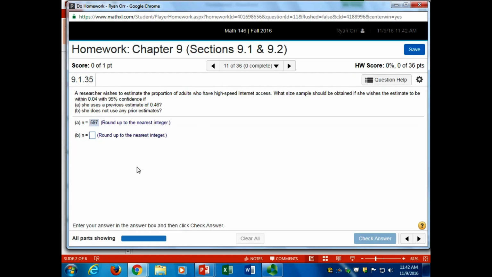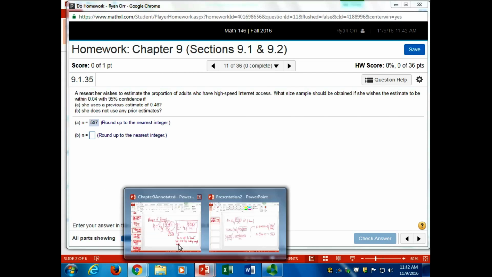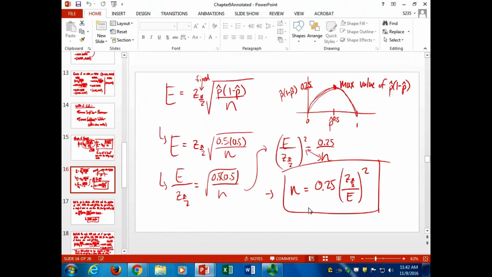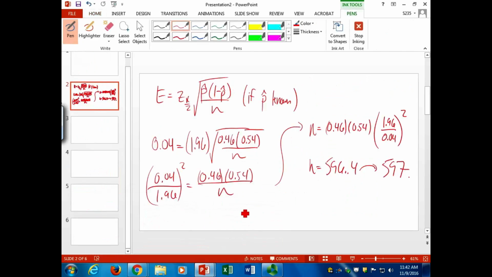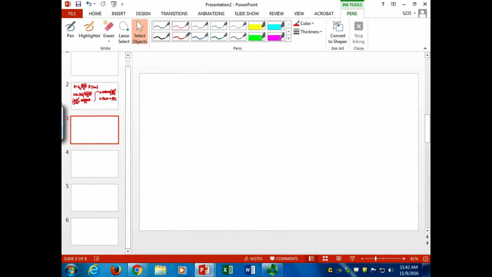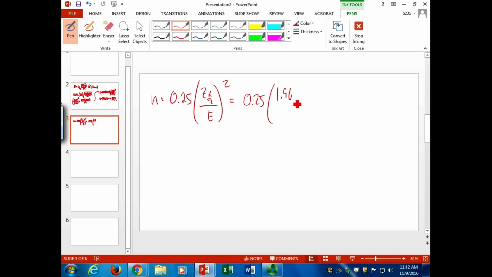Now it's saying, but what if you don't want to use any prior estimates? That's when we need to use this conservative kind of guess. So this one right here. n is going to be 0.25 times z alpha over 2 over your error, squared. This is going to end up probably giving us a slightly bigger sample size. So it's just going to be 0.25, our z alpha is still 1.96, and the error we want is still 0.04. Let's see what that comes out to be.